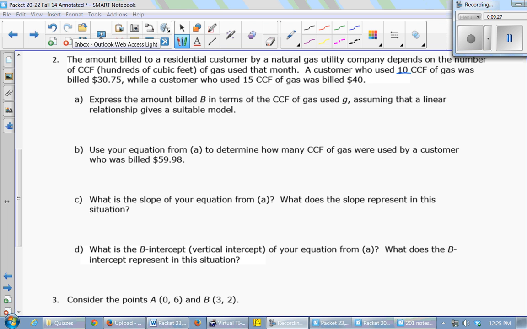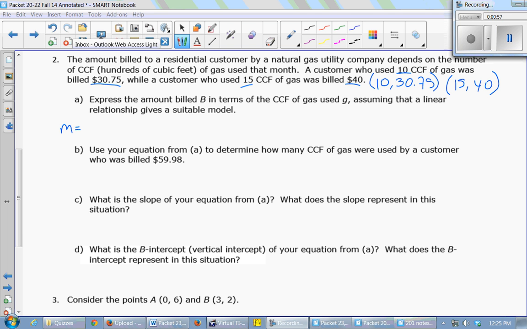So I have (10, 30.75), and then I have (15, 40). So I've got 2 points on this relationship. If I want to assume a linear relationship, like part A suggests, then I have to find the equation of the line through those 2 points. The first thing I need to find is the slope of the line.